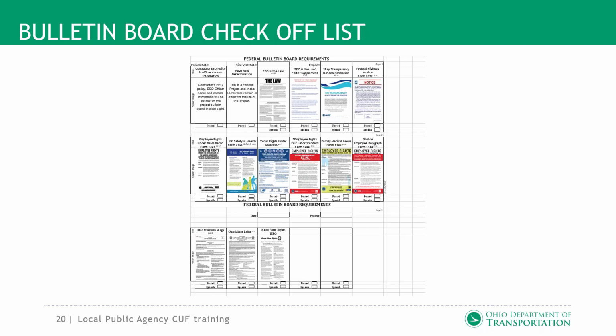If you did not see them, then you should make note. You should contact the LPA EEO, DBE prevailing wage coordinator to make sure that the prime contractor is notified that they are missing a poster or missing the wage rate and get that corrected as soon as possible.